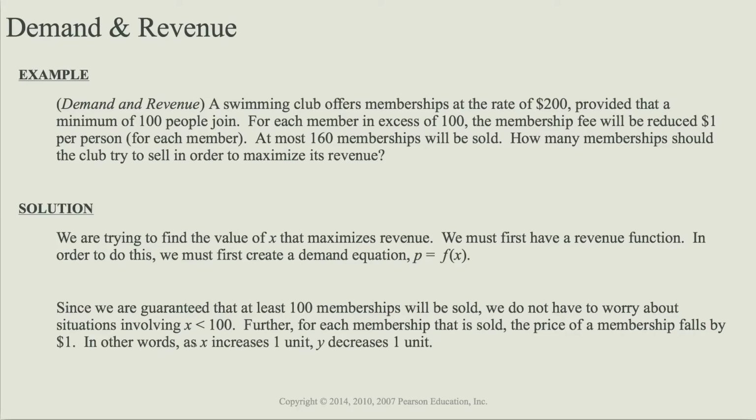What we need to figure out is an equation for the revenue. In order to do this, we first need to get a demand equation. Our demand equation, we're going to call P equals f of x. We know that they're guaranteed at least 100 members and capped at 160. We're assuming a linear relationship, because for each extra membership that's sold, as x increases 1 unit, y will decrease 1 unit. So for every membership that's sold, they'll decrease the price by $1.